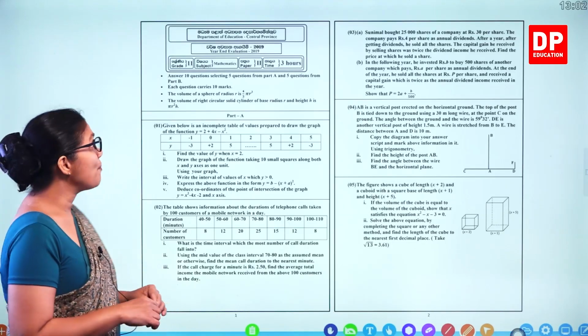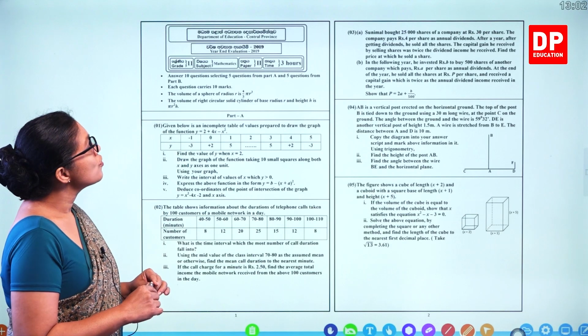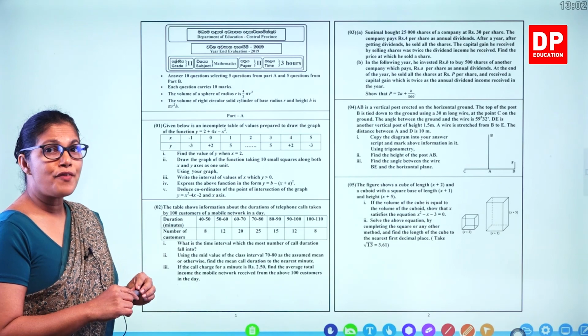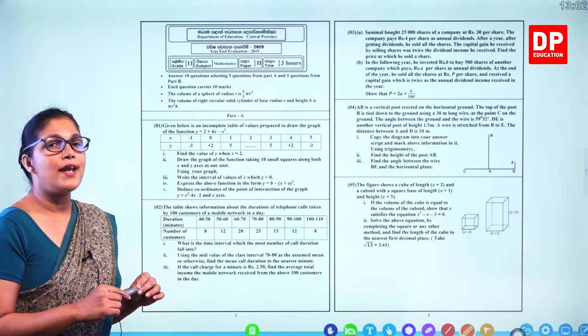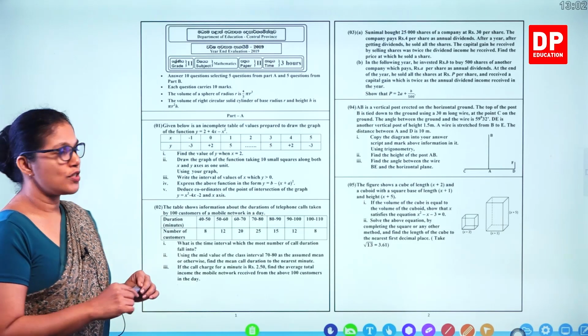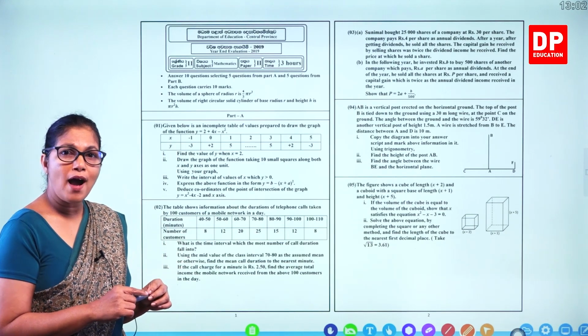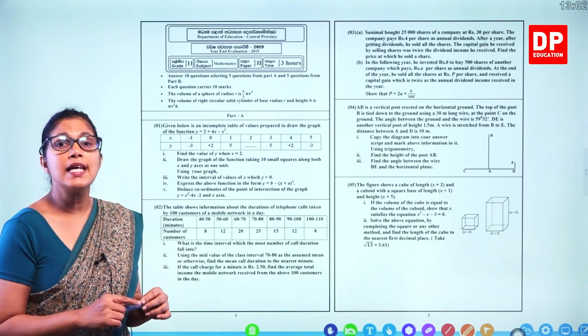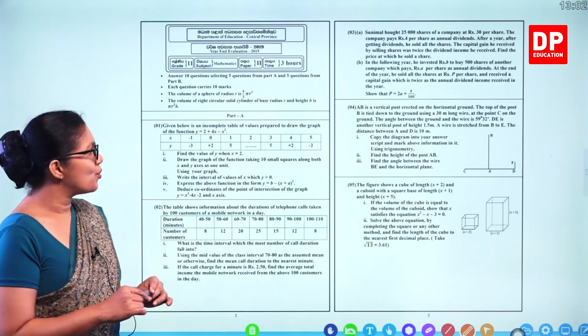Hello students, today I am going to do Year End Evaluation 2019, Grade 11, Department of Education, Central Province, Paper 2 now. So, you get 3 hours, you already know part A and B, you get 6 questions each and you have to answer 5 questions from each part. And each question is worth 10 marks and you can spend 18 minutes maximum for one question in paper 2.